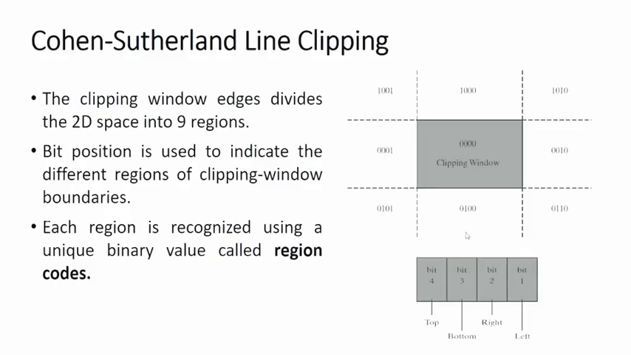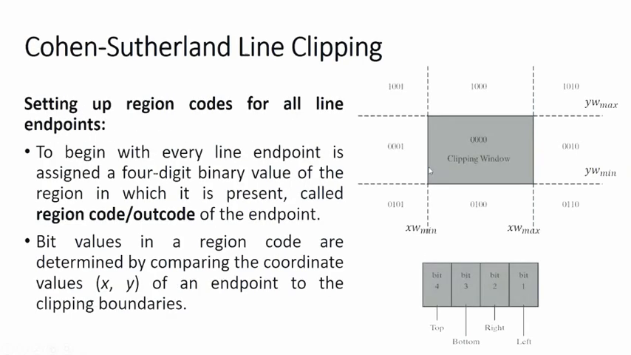I'll quickly brief you. The first thing we do is divide the 2D space into 9 regions, and then allocate region codes to 4 regions. So we take 4 variables called left, right, top and bottom, and allocate integer values to them. Since we will be performing bitwise operations, the bit values are what will be considered. After the region codes are allocated, we will find the endpoints' outcode.